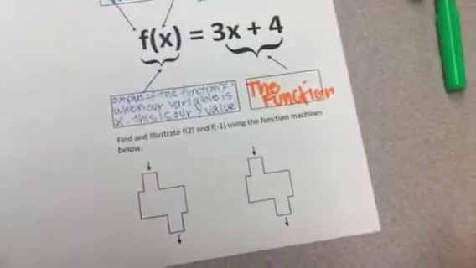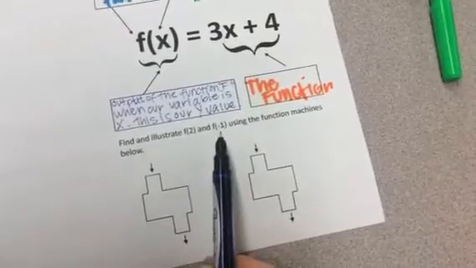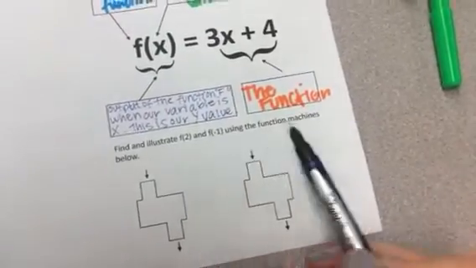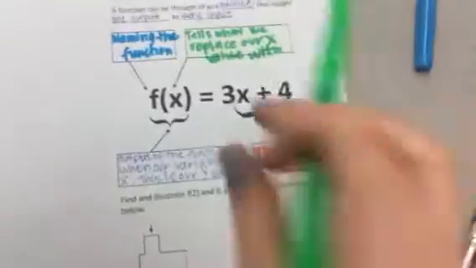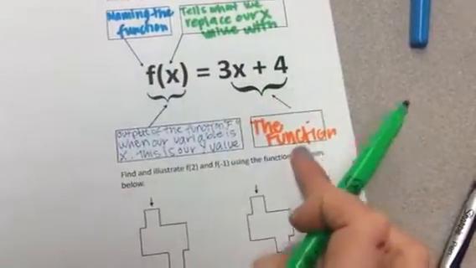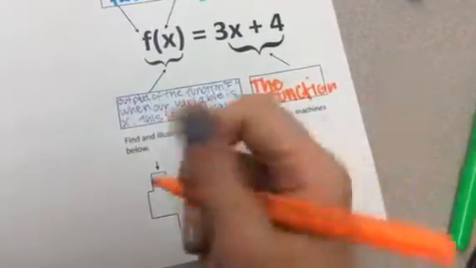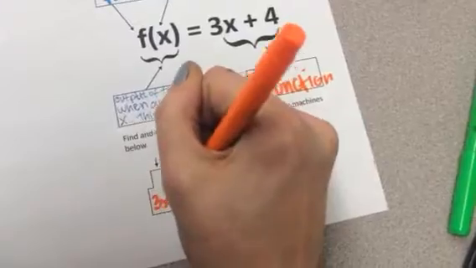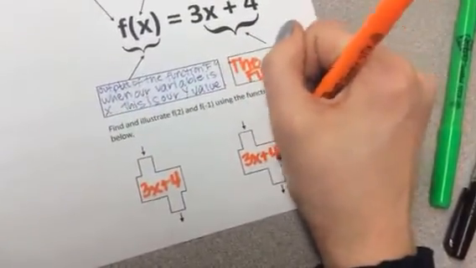Now we're going to find and illustrate f of 2 and f of -1 when our function machines are below. So we're going to make these function machines equal this function up here. We said that our function was 3x plus 4, so I'm going to put that in both of these. So I have 3x plus 4, then I have 3x plus 4.